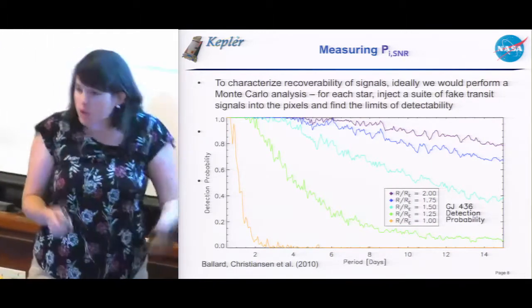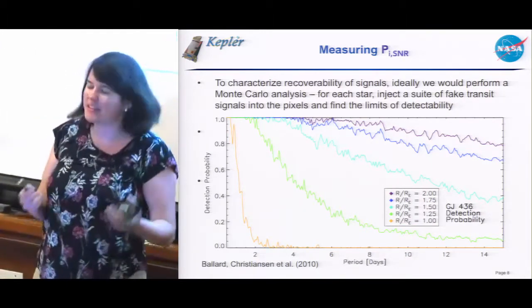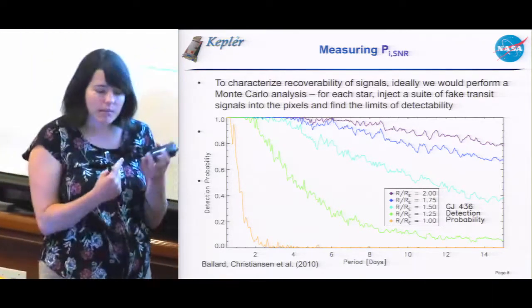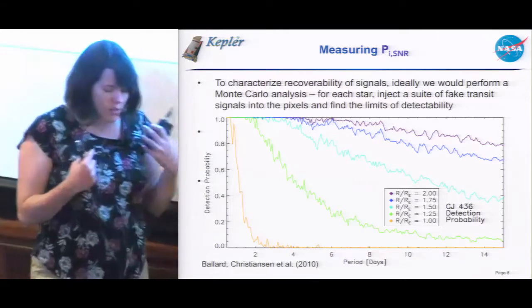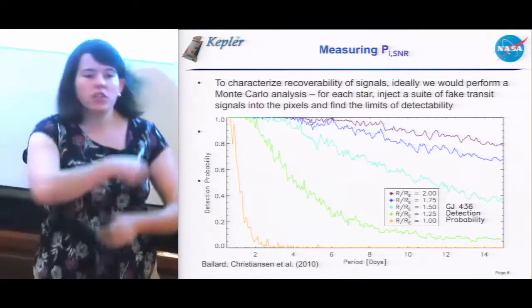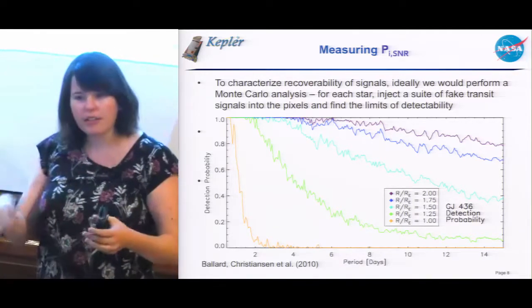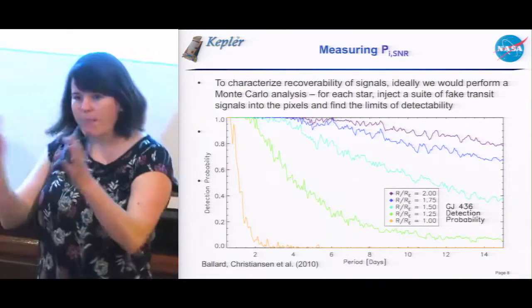So clearly what we should do is measure this. We should actually find out what the detectability of the Kepler pipeline is. Now ideally, and what had been done previously for other studies, is that you would take your star and you would inject a whole suite of fake planets around it with different radii and different periods, and you would just try and recover all of them, and you would just map it out.